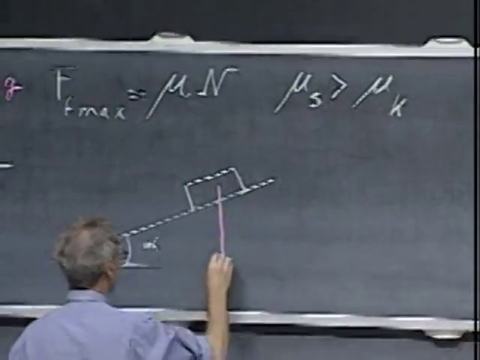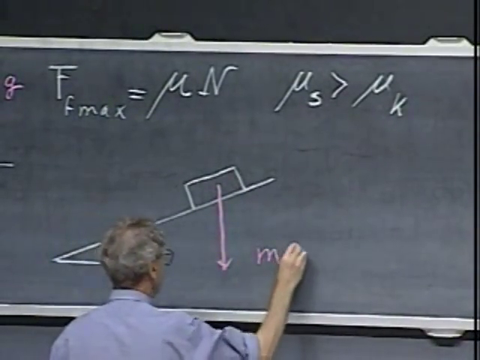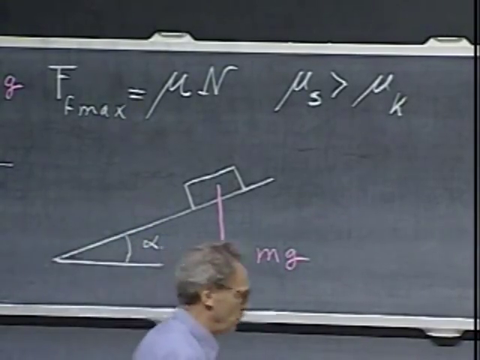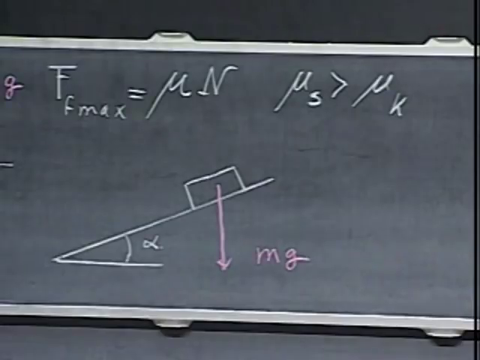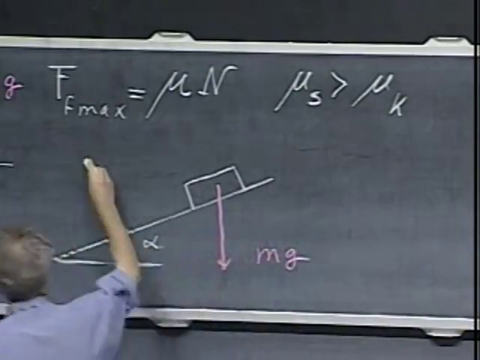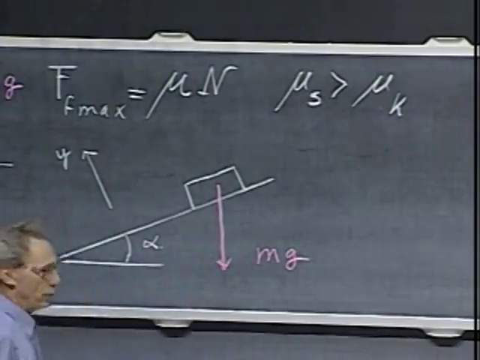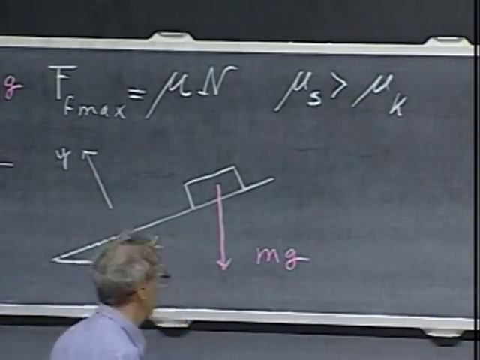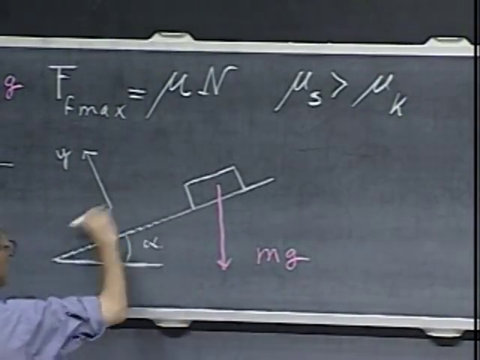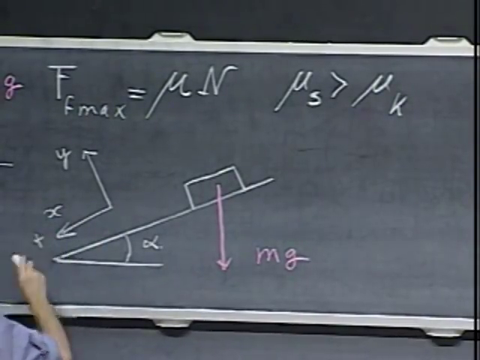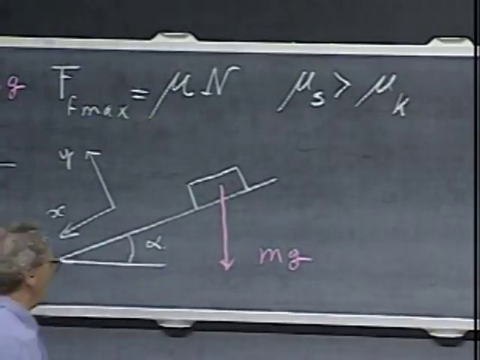This is the gravitational force mg, which I will decompose in two forces, one in the y direction, which I always choose perpendicular to the surface, and another one in an x direction. You're free to choose this plus or this plus. I will now choose this, the plus direction. I'm going to decompose them.